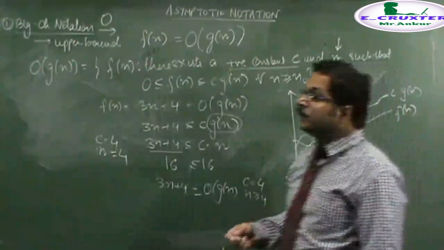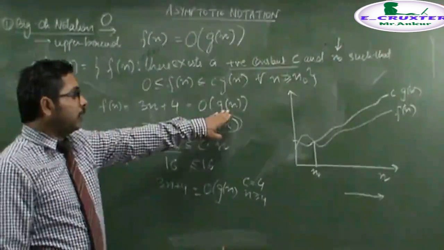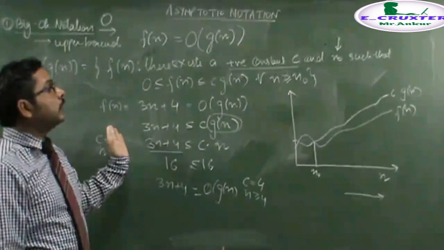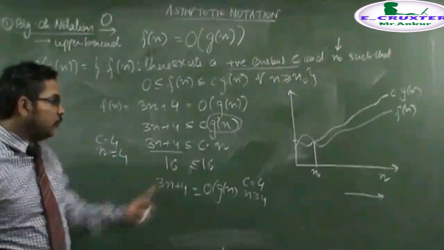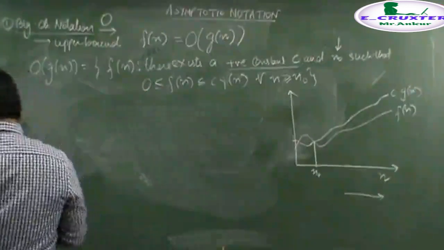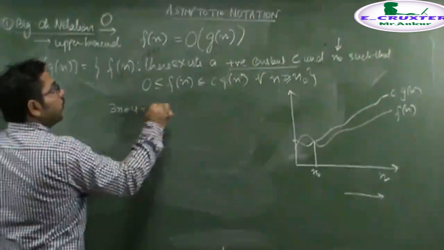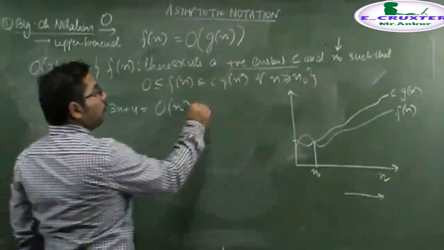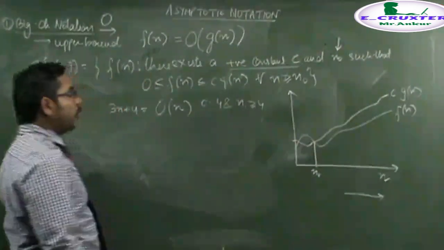But one thing to remember: this notation does not tell whether the function g(n), which is bounding the function f(n) from above, is a tighter bound or a loose bound. For this equation, if I say the f(n) function is 3n + 4, then this is basically an upper bound. If I take the constant c equal to 4 and input greater than or equal to 4, then this equation is satisfied.